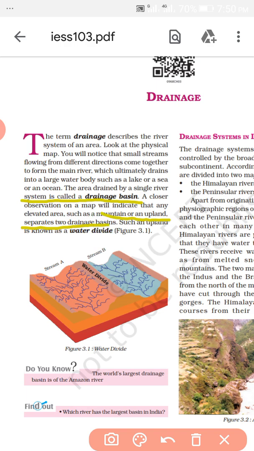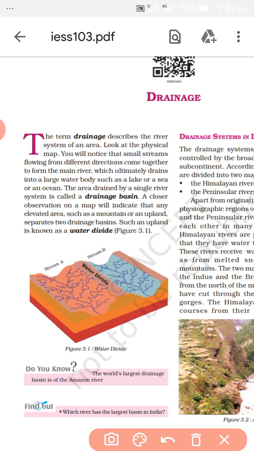What is this called? It is called the water divide. So what is a water divide? A water divide is an upland between two river systems, and it divides the two river systems.